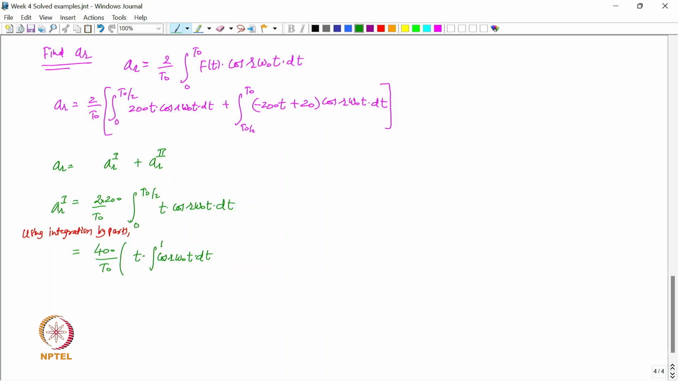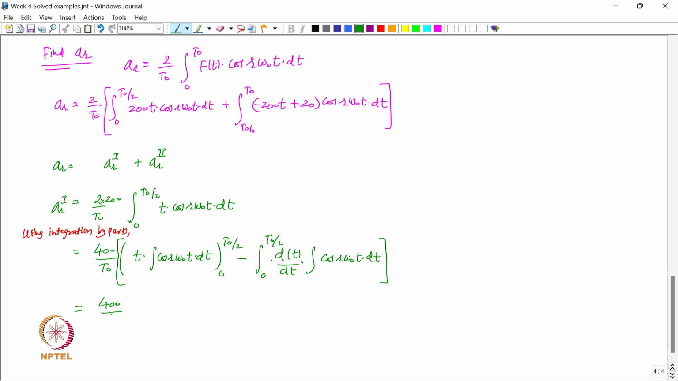So this is the t naught by 2 to 0, and then I have minus integration of differentiation of the first function, the first function is t, into integration of the second. So that is nothing but cos r omega naught t dt. This is basically the application of integration by parts. Next, I can perform this integration.